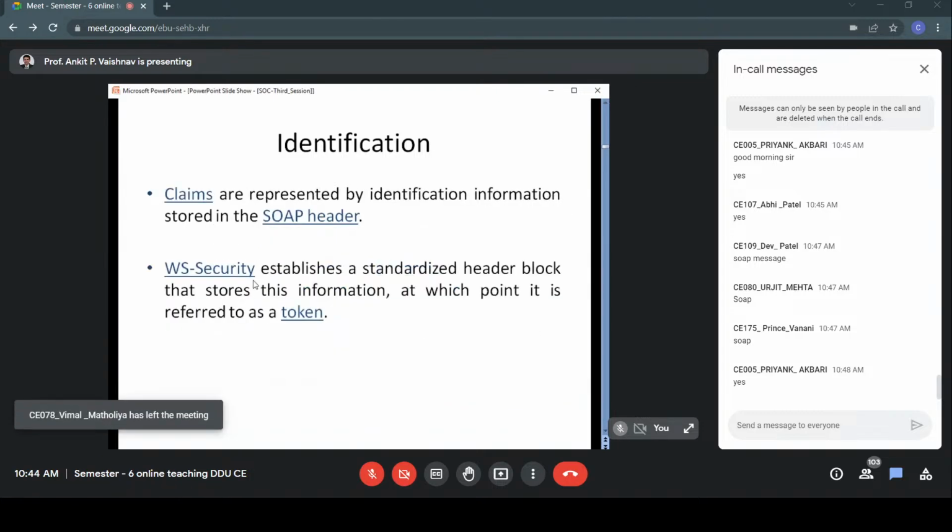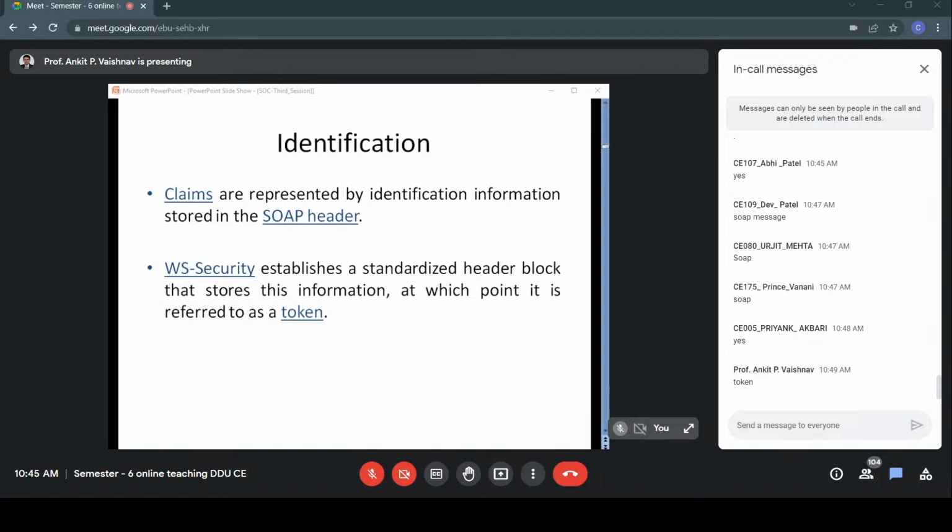Okay. So claims are represented by identification information and it is stored in the SOAP header. And this is ensured by WS-Security by providing a header that is known as the token header, right? This, I think, is covered in chapter number 17 or 18 of our textbook. So if you are interested in the implementation and the XML part of this concept, you can just refer to the textbook for further chapters.